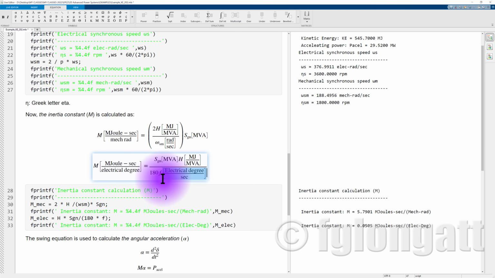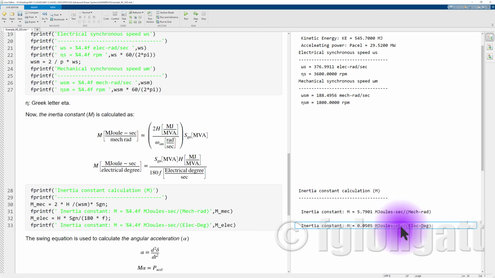And here, in this example, we have the inertia constant using mechanical radians. In this case, it is 5.79 megajoules per second per mechanical radian, and below you can find the inertia constant in the units of megajoule seconds per electrical degree.